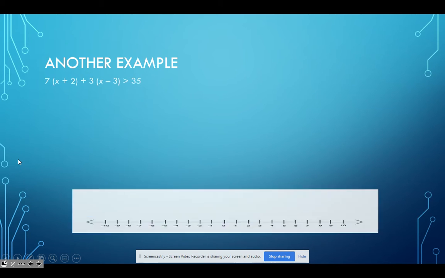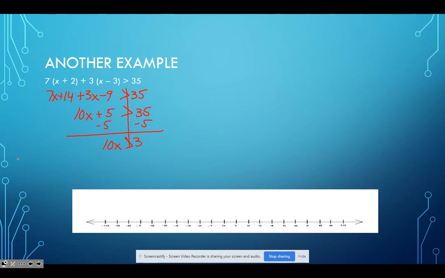Let's take a look at another example. Pause the video at this point to give yourself a chance to try it on your own. First thing I want to do is distribute both the 7 and the 3. I end up with 7x plus 14 plus 3x minus 9 is greater than 35. Now I want to combine like terms, which will give me 10x plus 5 greater than 35. Now I'll subtract 5 on both sides to get 10x is greater than 30.